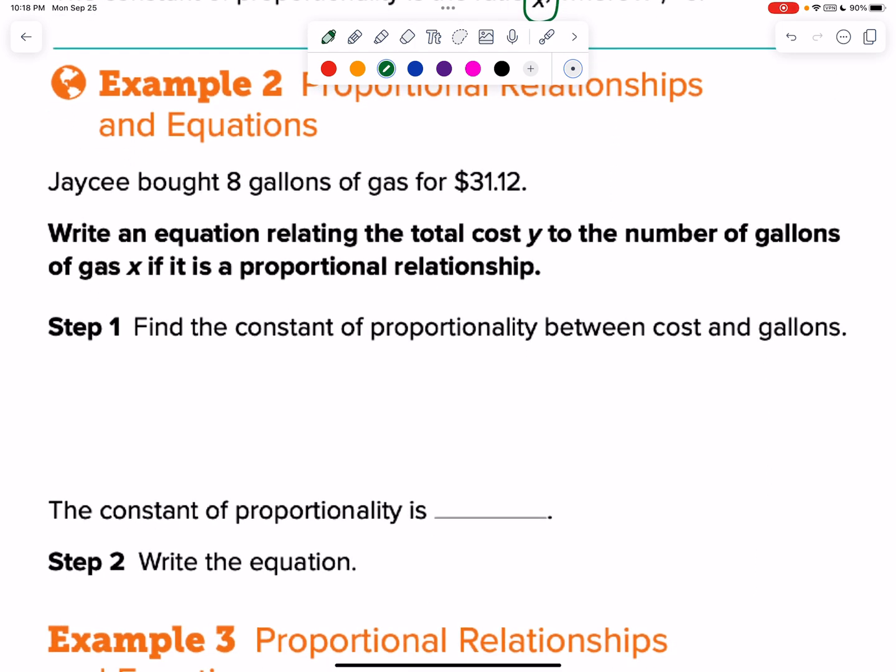All right, example 2, proportional relationships and equations. So a little bit more context here. JC bought 8 gallons of gas for $31.12. It says write an equation relating the total cost y to the total number of gallons of gas x.